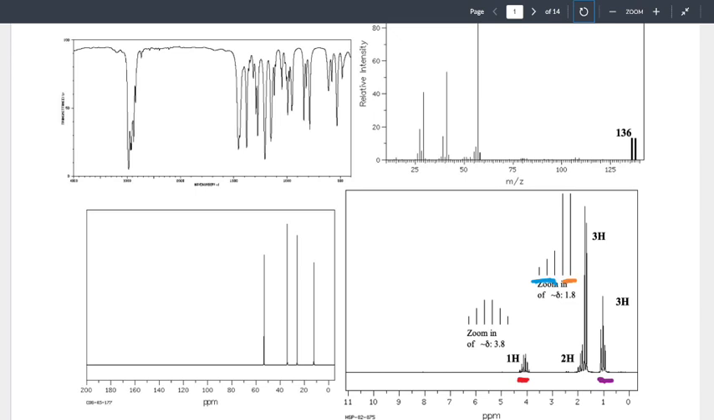Why is that so challenging to understand and manipulate? What is 3 plus 3 plus 2 plus 1? How many hydrogens in this compound? 9. What did the ratio turn out to be? The exact answer. So the number of times that it turns out to be the exact answer is frequent enough that we start to fall in the trap saying integration is the number of hydrogens. It's not the number of hydrogens, it's the ratio.